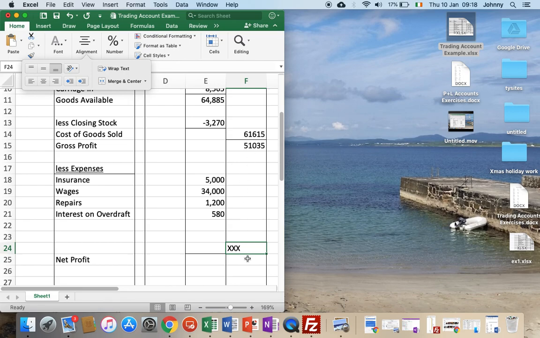So how do we add it up? Using Excel. So we'll go plus 5,000 plus 3,000. Then we just move our cursor up to the 2,000. We plus that, our 1,200, and then finally the interest figure. We add them together. There's our total expenses. We're going to subtract our total expenses from the gross profit above, and that's going to give us our net profit. So 51,035, take away that, and there is our net profit figure. So that's how you work out net profit.